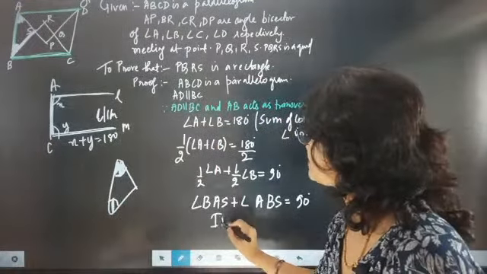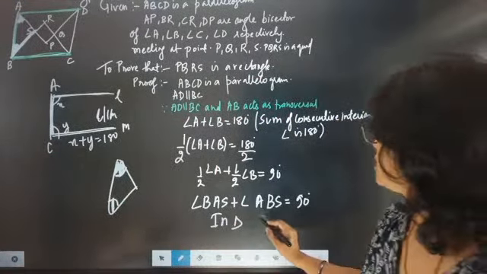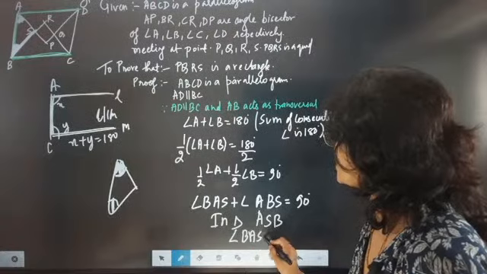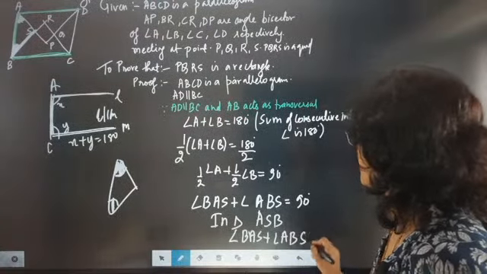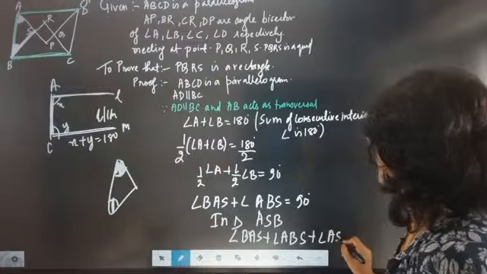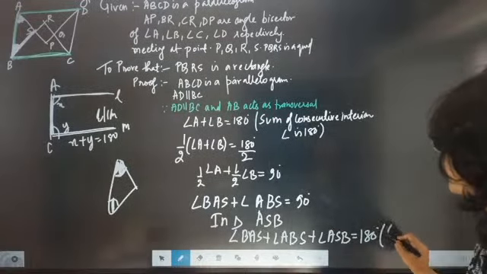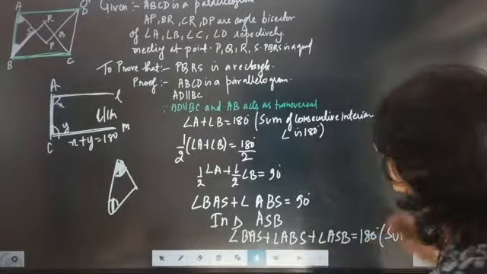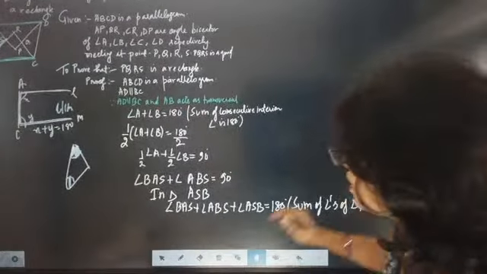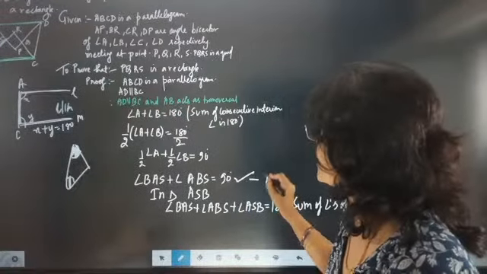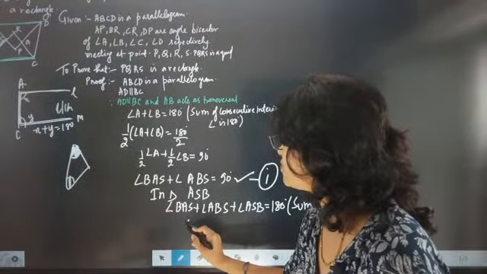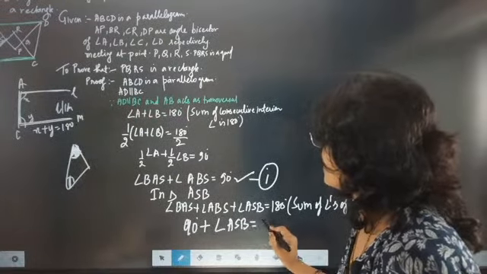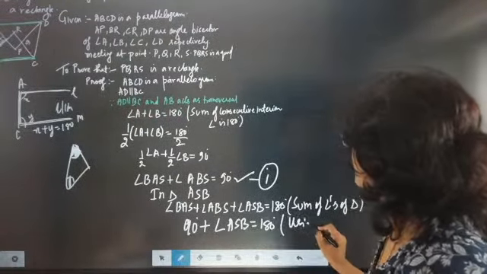So in triangle ASB, angle BAS plus angle ABS plus angle ASB will be equal to 180 degrees, by the sum of angles of a triangle. So if you are writing like that, these two angles' sum you already got as 90 degrees. We will take it as equation 1. So from equation 1, this will become 90. So 90 plus angle ASB will be equal to 180 degrees using equation 1.